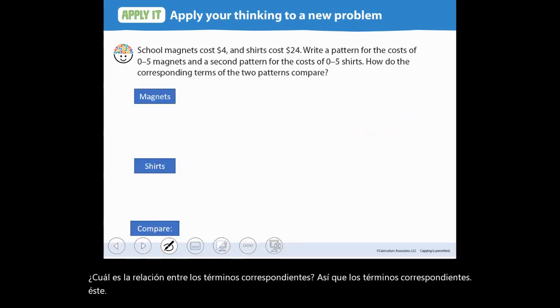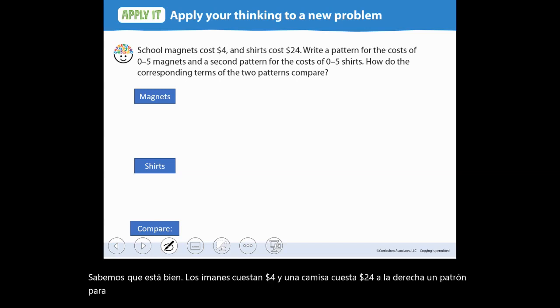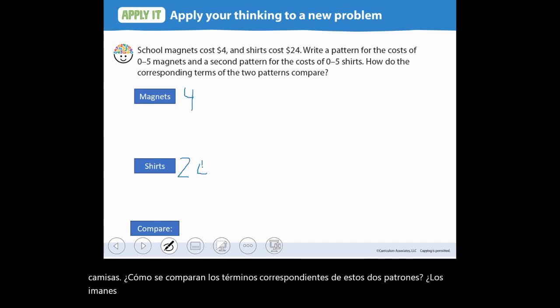All right, so let's work on this problem together. We know that school magnets cost $4 and a shirt costs $24. Write a pattern for the cost of 0 to 5 magnets and a second pattern for the cost of 0 to 5 shirts. How do the corresponding terms of these two patterns compare? So our magnets cost $4 and our t-shirts cost $24.